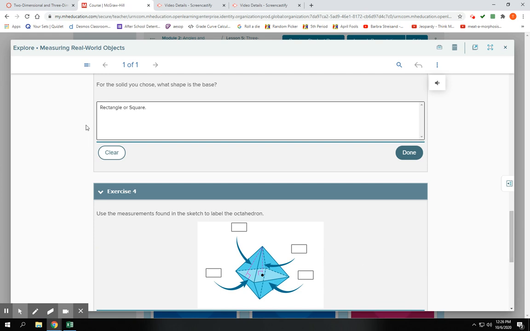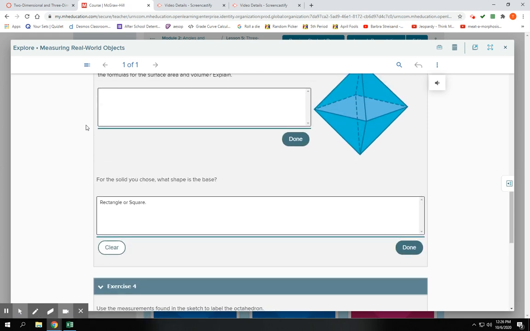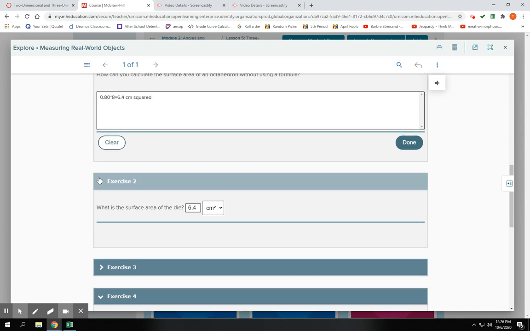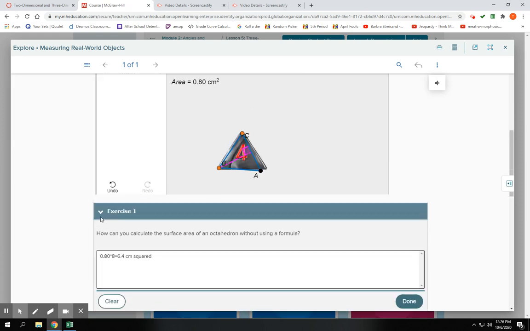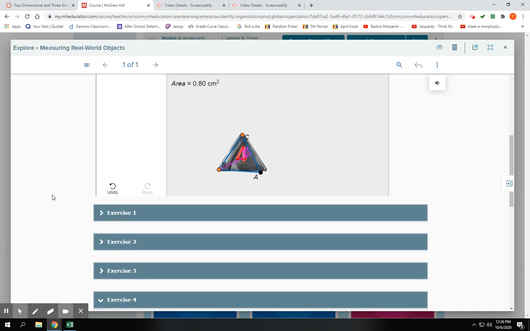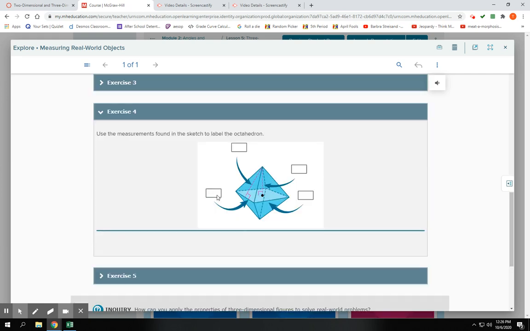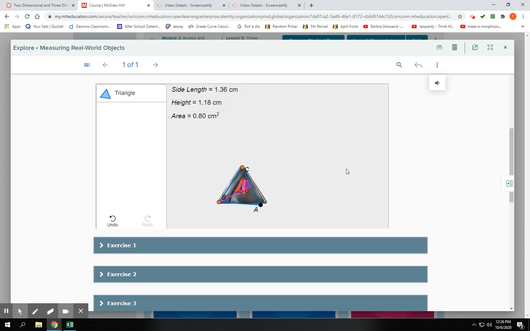Okay, so we got to go back up because I don't have them memorized. All right. So the side length was 1.36. So that's this. And this. The height was 1.16.